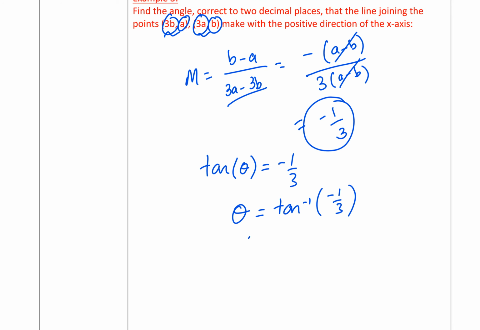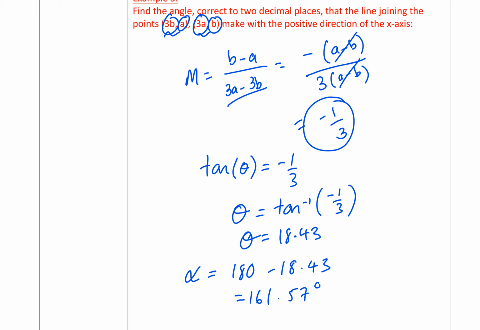On my calculator, I find that theta is equal to 18.43. Now, I actually get negative 18.43, but because we're treating this as just find it and then do 180 minus, I can just make that positive. So I'll pretend that it's positive 18.43 and say that the actual angle that I want is 180 minus 18.43. So 180 minus 18.43 gives me 161.57 degrees. And that's the angle it makes with the positive direction of the x-axis.